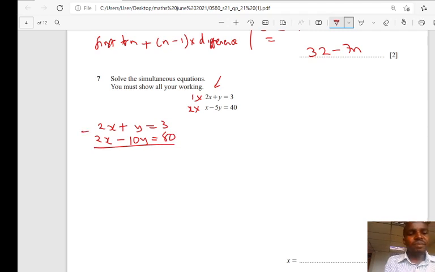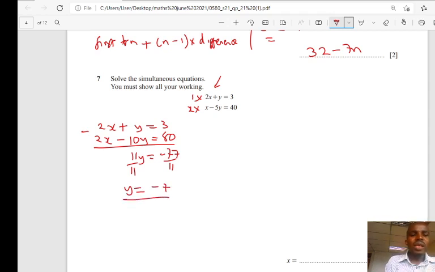Then subtract here. You get 2x minus 2x is 0. Then y minus minus 10y, it's y plus 10y. It's 11y here is equals to 3 minus 80. It will be minus 77. Divide by 11, by 11, you get your y is equals to minus 7.